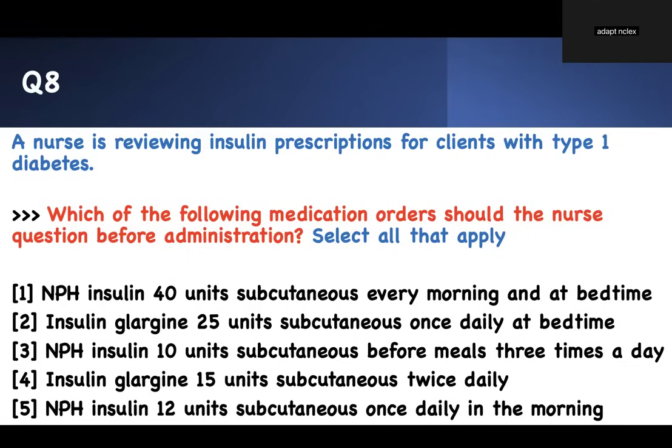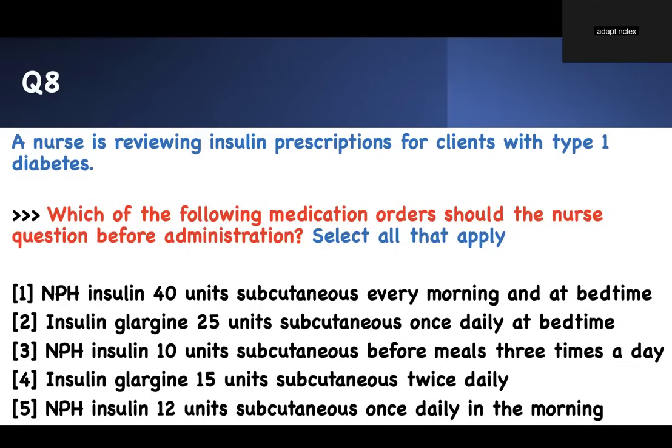This is typical of insulin medication. So take a pen and paper and write this down. Which of the following medication orders should the nurse question? This is prioritization: something is wrong before giving it to the patient. And the nurse is reviewing insulin prescriptions for a client with what? Type 1 diabetes. A bunch of insulin types. You have to know the dosage, not the actual dosage. How frequently do you give it to them? That's what I mean, not the actual dose. The way we give it to the patient is very important.